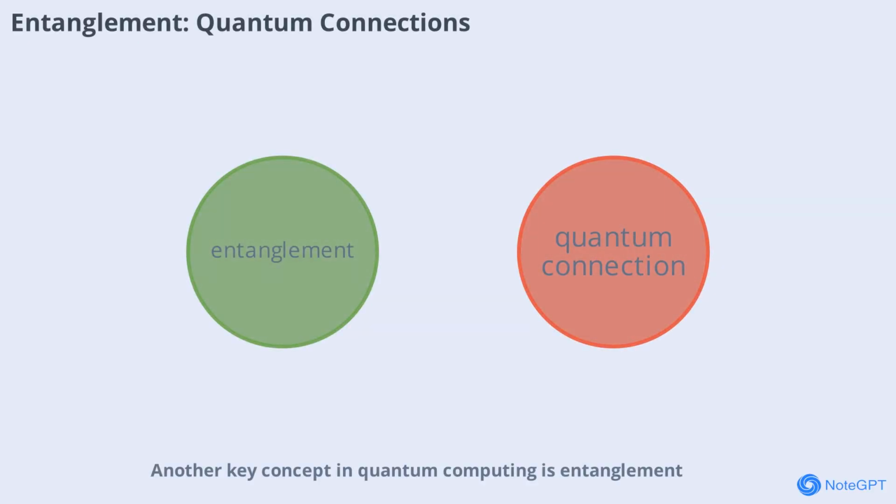Another key concept in quantum computing is entanglement. When two qubits become entangled, the state of one instantly influences the state of the other, no matter how far apart they are. This mysterious connection is a cornerstone of quantum computing, enabling powerful operations that are impossible with classical computers. Entanglement is what allows quantum computers to perform complex calculations with incredible efficiency. In the next scene, we'll look at how entanglement is created and used in quantum circuits.